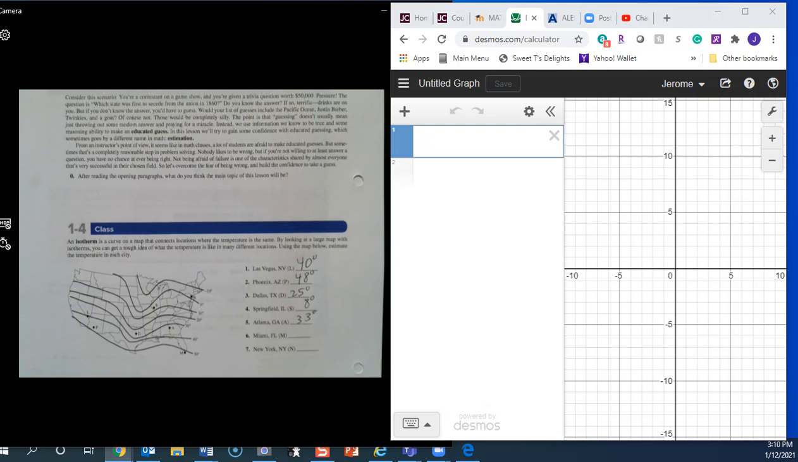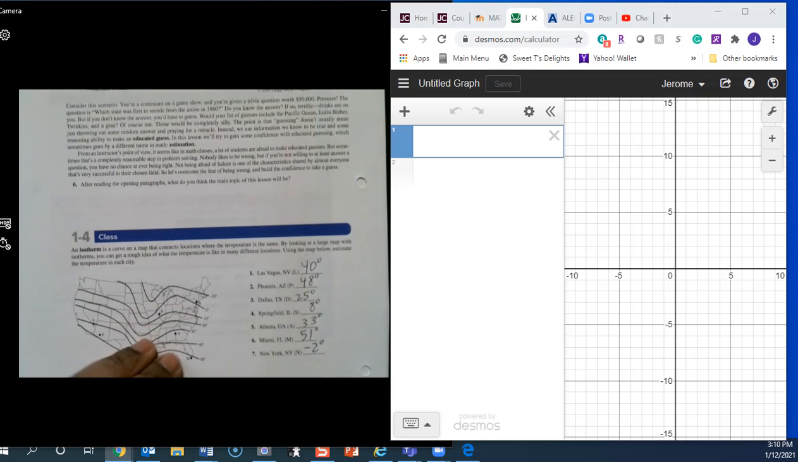Miami, Florida, the capital M. It's a little bit above the 50 degrees, so I would say it's about 51 degrees. And then New York, it's in between the 0 and negative 10, closer to the 0, so I would say it's negative 2 degrees. All right. So that took care of that, which is page 45. So we move on.